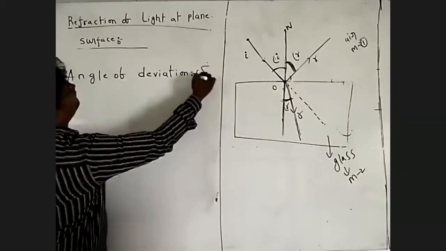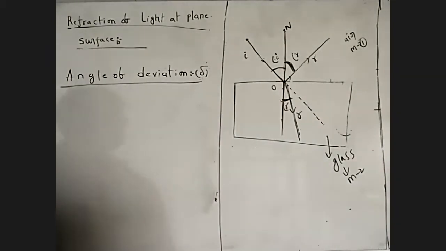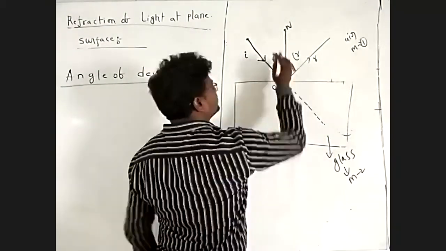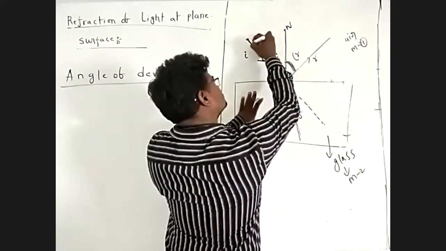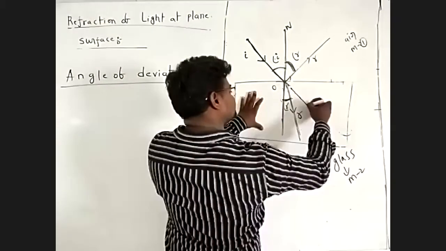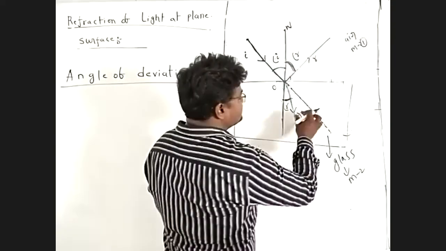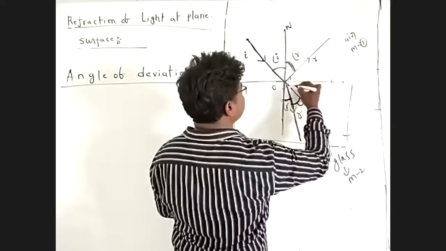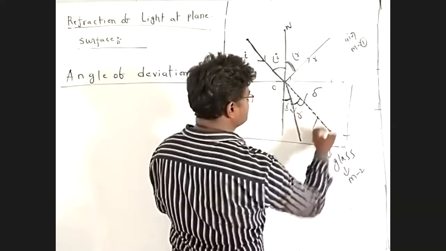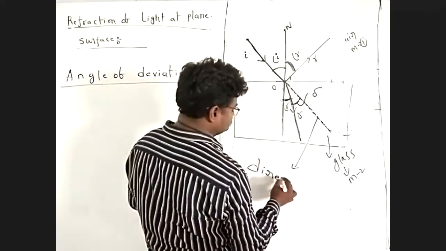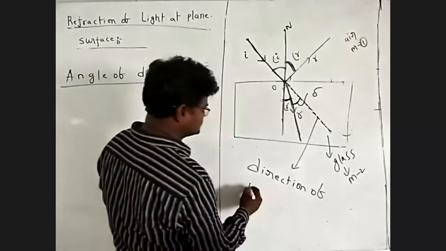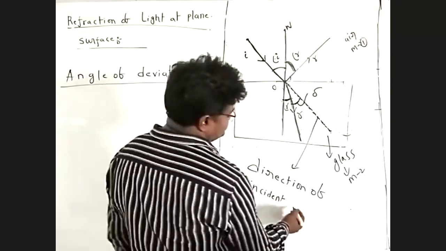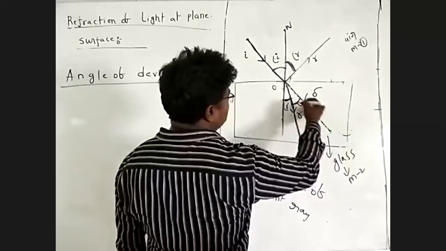Angle of deviation. Symbol is delta. This is what we call the incident ray. If the glass slab is absent, this ray goes straight. This ray is called the refracted ray. The angle between them is delta. This line indicates the direction of the incident ray.